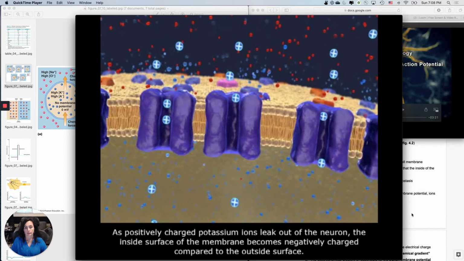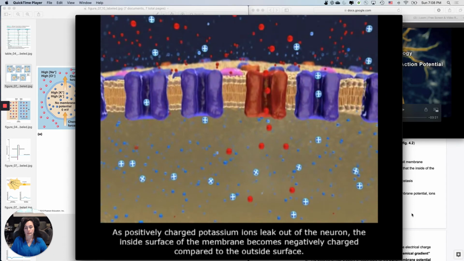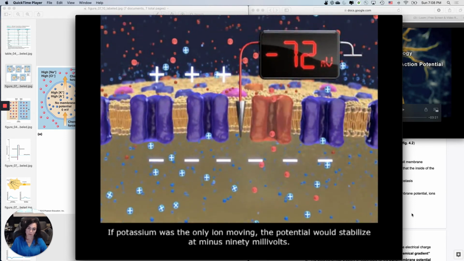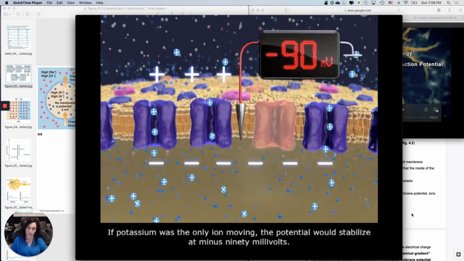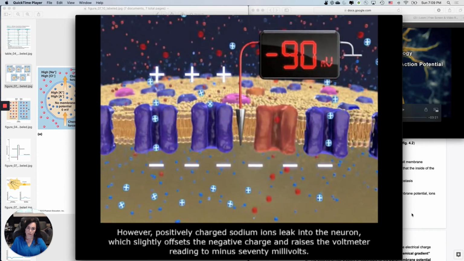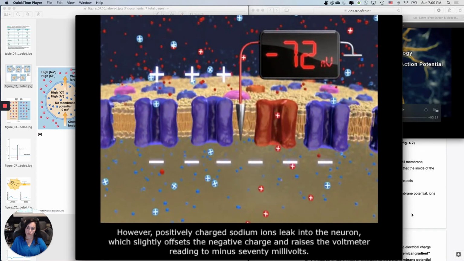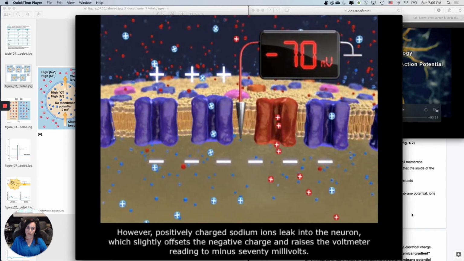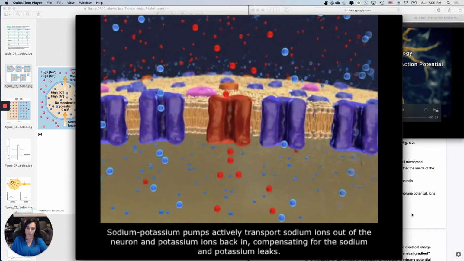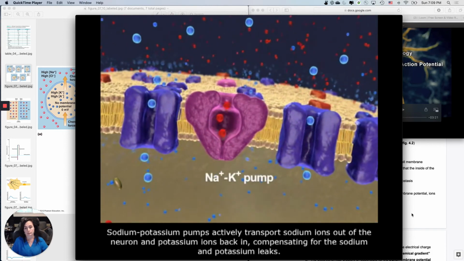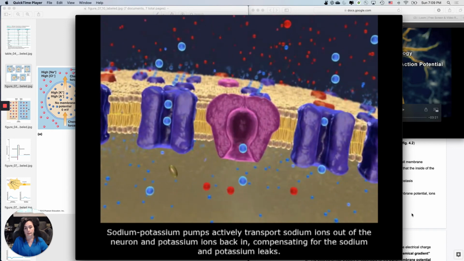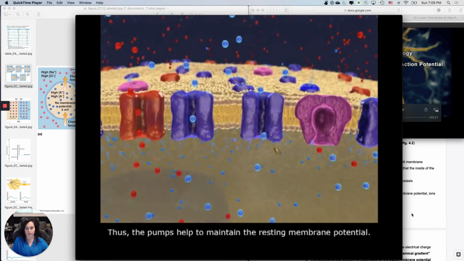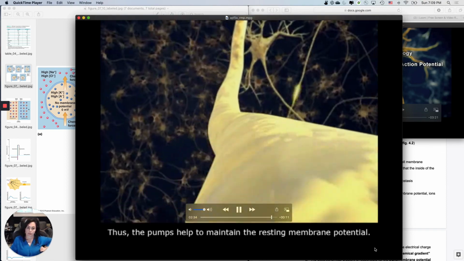As positively charged potassium ions leak out of the neuron, the inside surface of the membrane becomes negatively charged compared to the outside surface. If potassium was the only ion moving, the potential would stabilize at minus 90 millivolts. However, positively charged sodium ions leak into the neuron, which slightly offsets the negative charge and raises the voltmeter reading to minus 70 millivolts. Sodium-potassium pumps actively transport sodium ions out of the neuron and potassium ions back in, compensating for the sodium and potassium leaks. Thus, the pumps help to maintain the resting membrane potential.